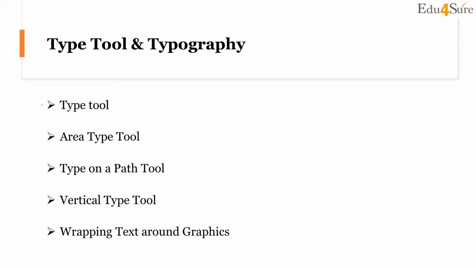The first one is the type tool. Just like any other tool in Illustrator, we have a type tool that is used to enter text in a heading or a paragraph, and it can be used in multiple ways. We'll see that later on. Next is the area type tool. This is a different type of type tool which will help us in fitting our text in a specific area that we have created.